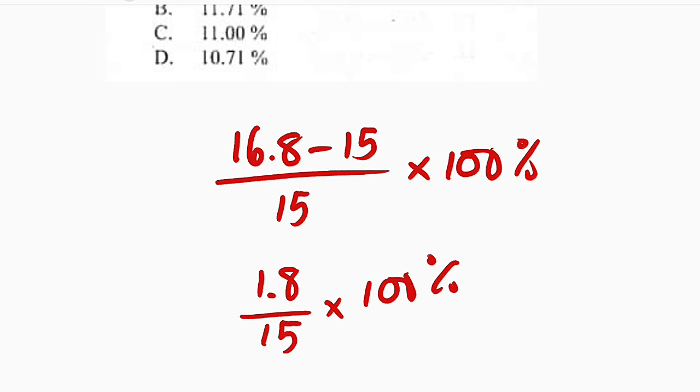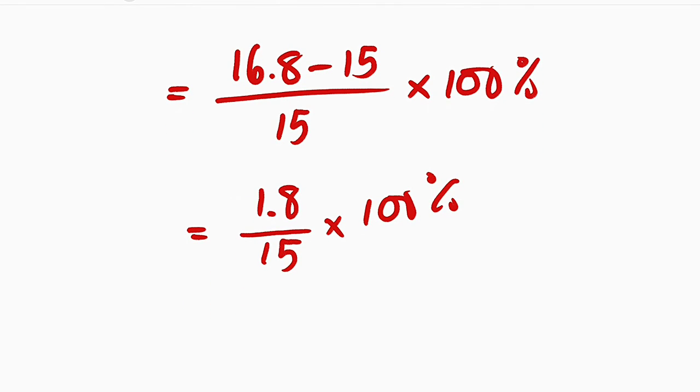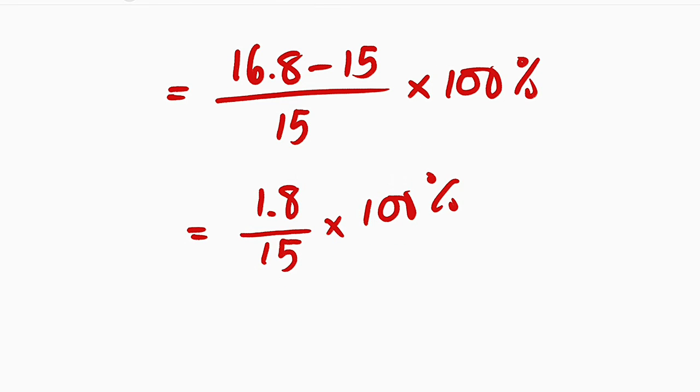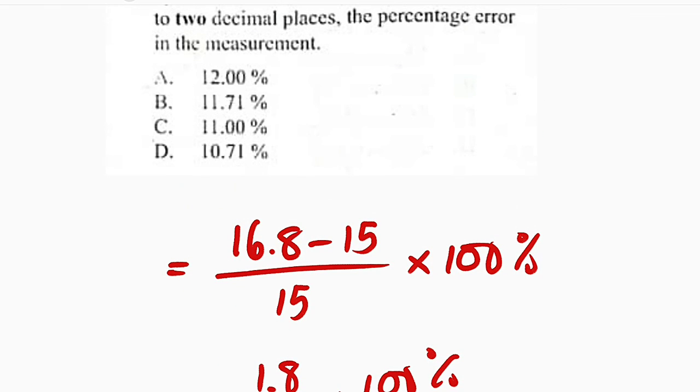So what do we do first? We can either divide before we multiply or multiply before we divide. Let me take my calculator and simplify 1.8 divided by 15 before I multiply by 100. So 1.8 divided by 15 is 0.12. I will multiply that by 100 to get 12. So this is 12%. The increase is 12%. Do we have it as option A?